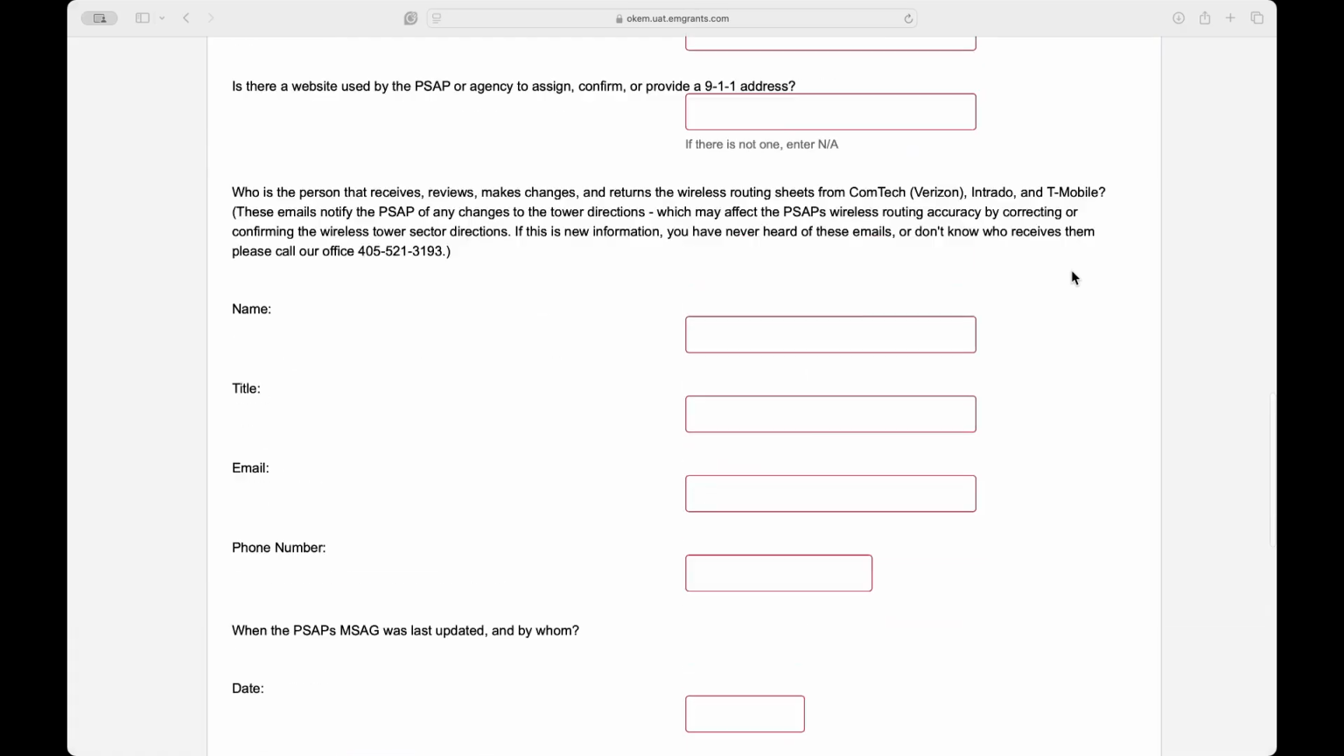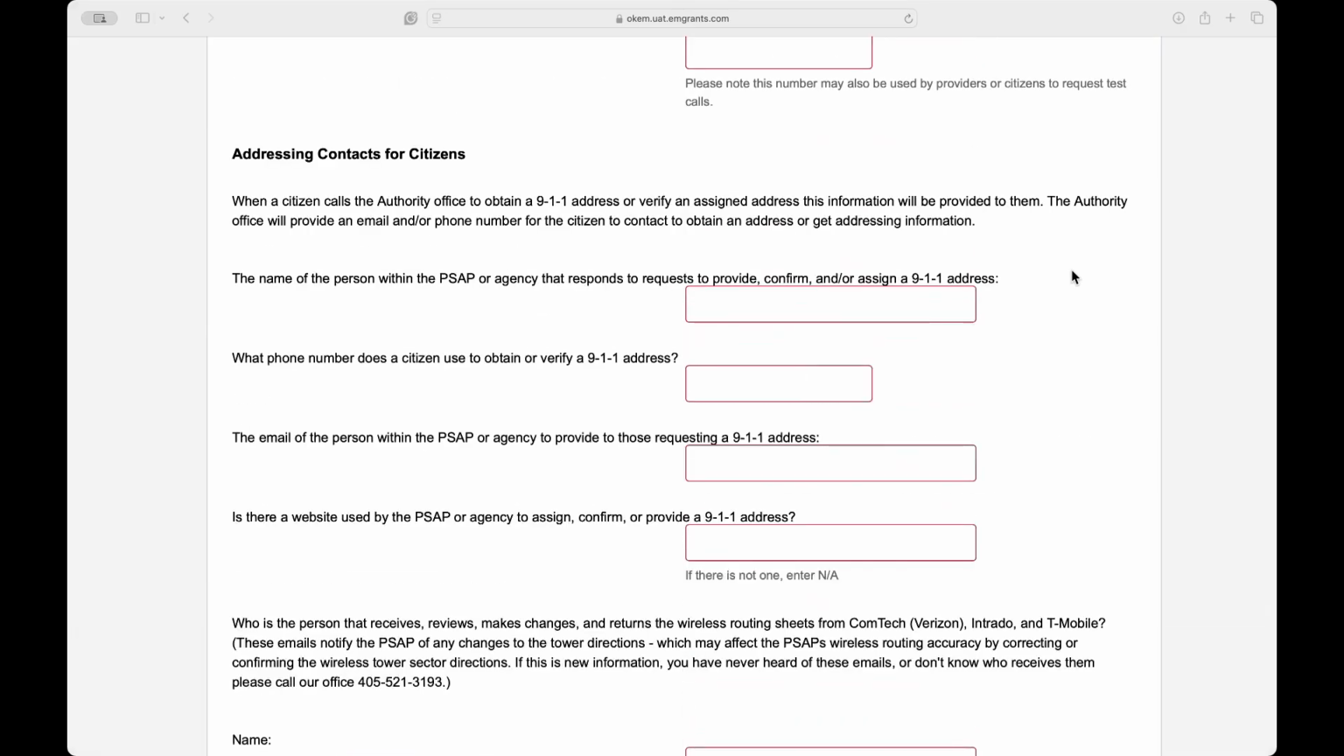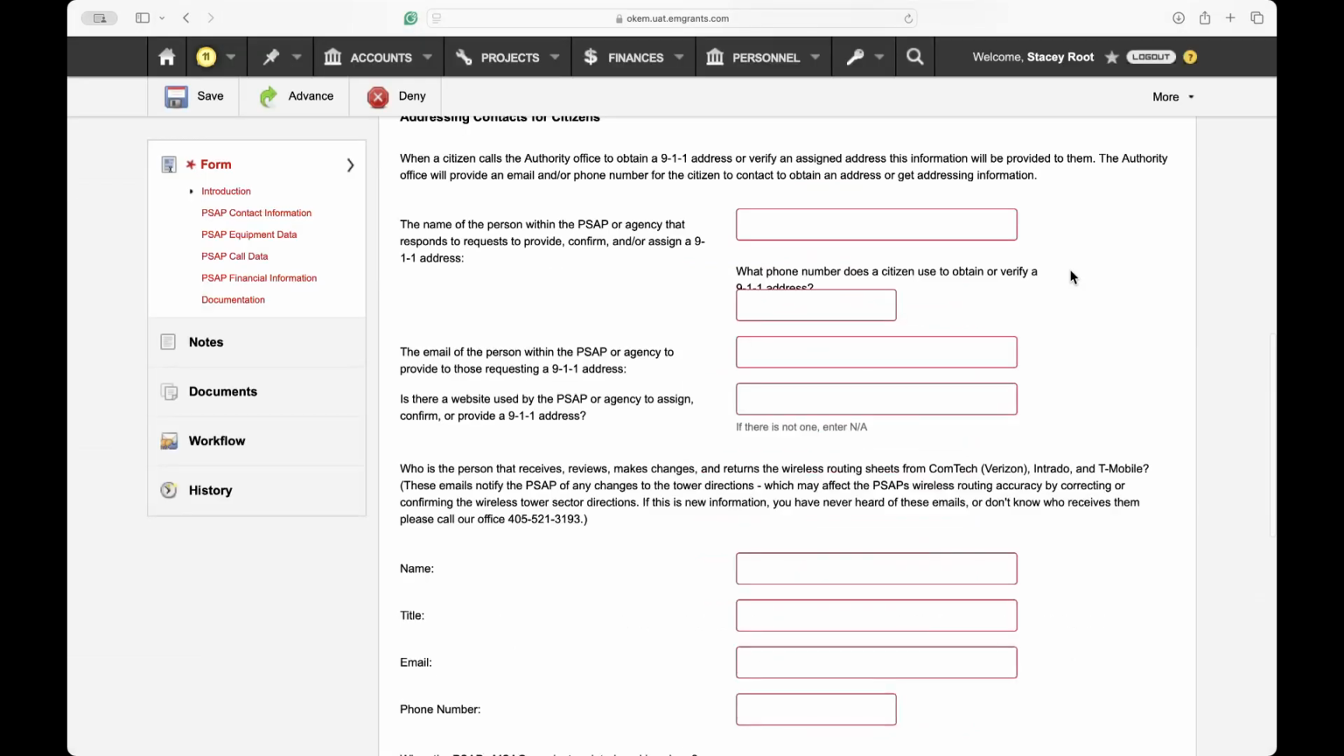Hang on 1 second. I think I have to make this smaller. There we go. Any questions on the first section?